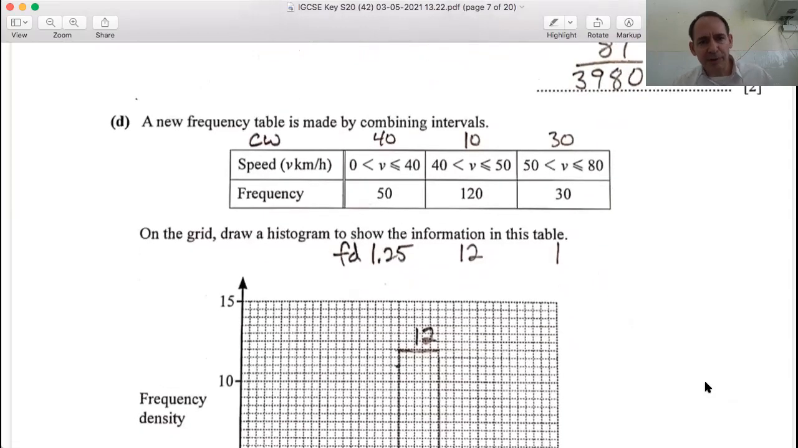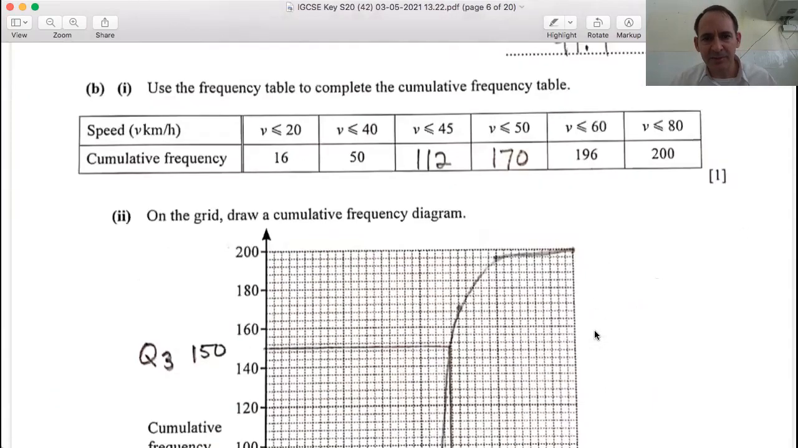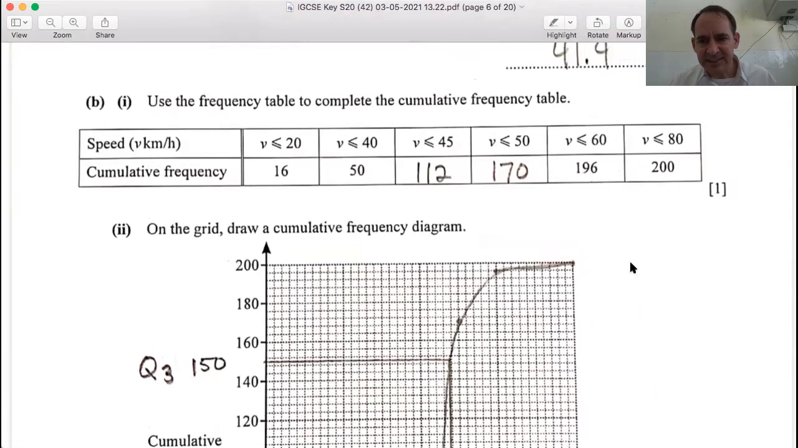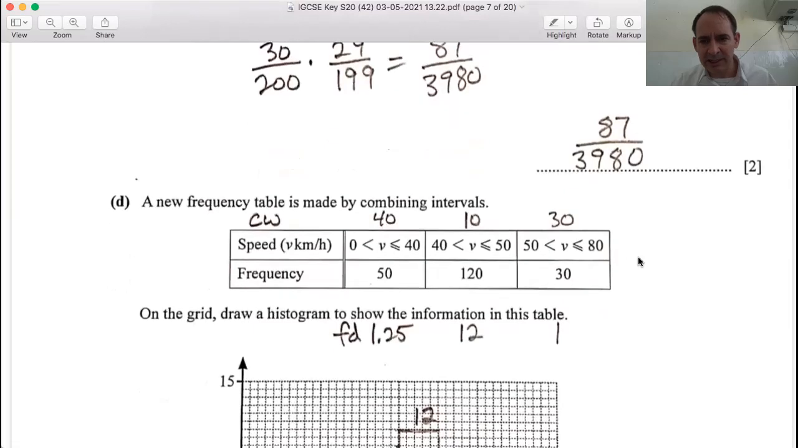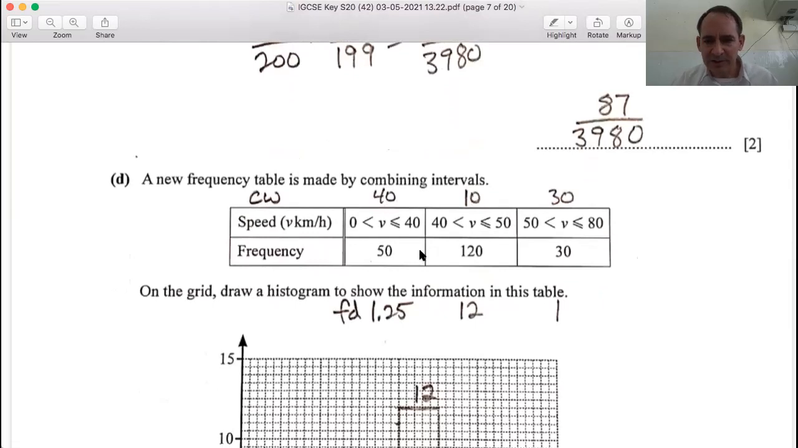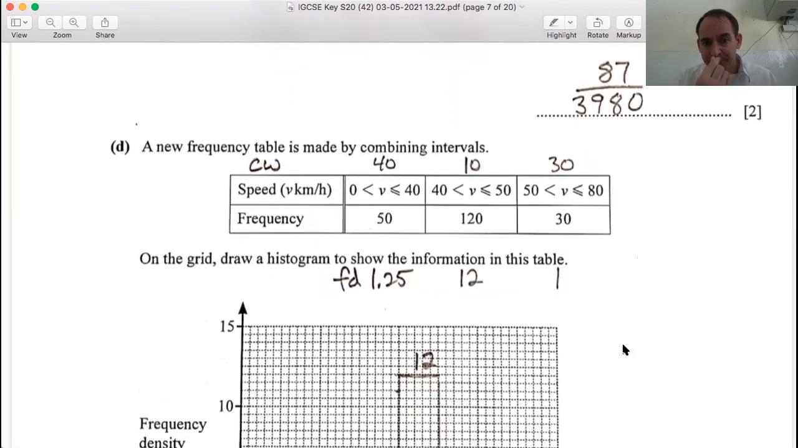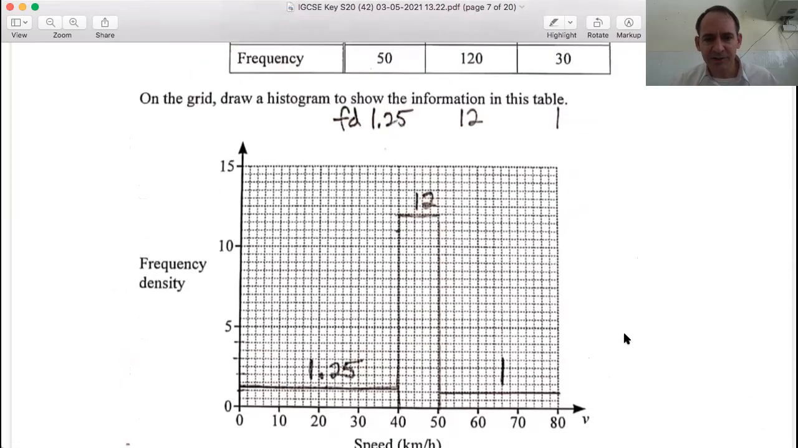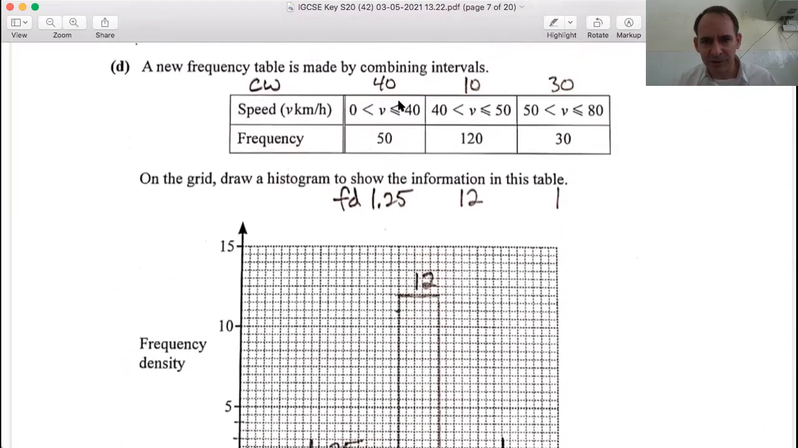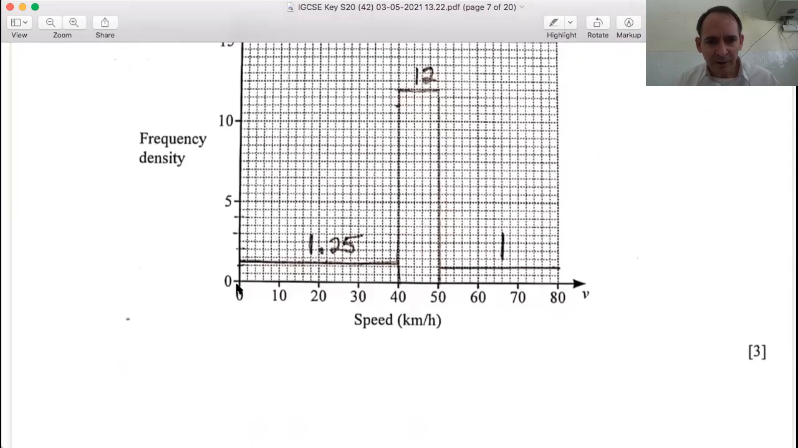Now we have a new frequency table made by combining intervals. So they went up here to this previous one, and instead of having 6 intervals, they made some combinations and reduced it down to 3 intervals. So from 0 to 40, 40 to 50, 50 to 80, here's the frequency of the number of vehicles. It still adds up to 200 vehicles, and it wants us to draw a histogram. So on the x-axis part of your histogram, that just follows your boundaries, 0 to 40, 40 to 50, 50 to 80.